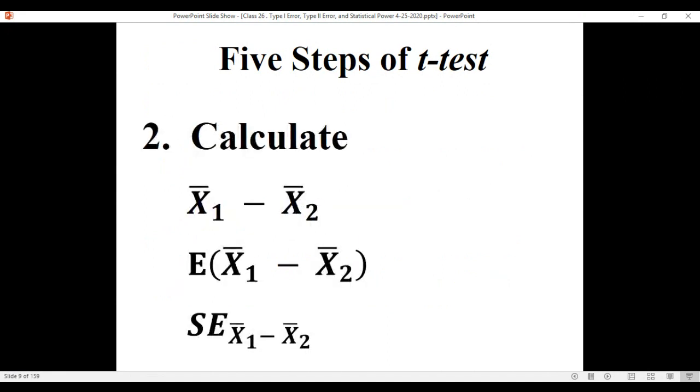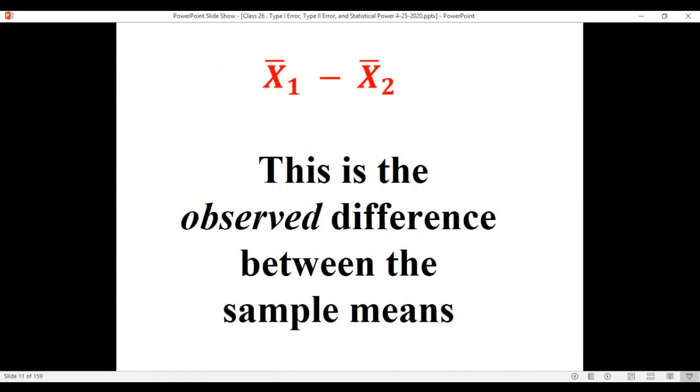The second step is to calculate these 3 numbers. First, you calculate this number. This is the observed difference between the two sample means, and it's very easy to calculate. You have 2 samples from the 2-group study. You just subtract the mean of one sample from the mean of the other sample.